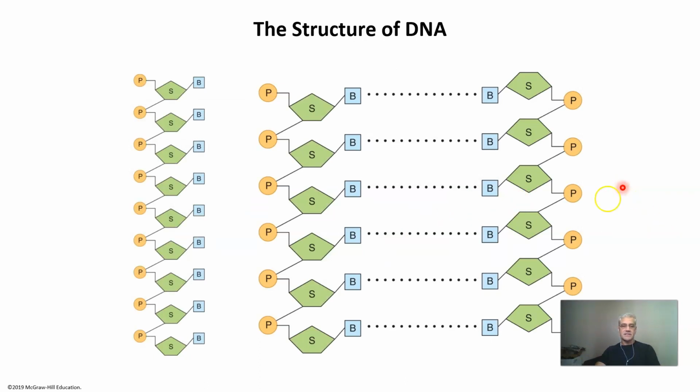So here it is. Here's DNA. This is one single strand of DNA, but let me tell you, DNA is almost never found as a single strand. It is almost always found as a double strand. Almost always. There are specific times when it's not.